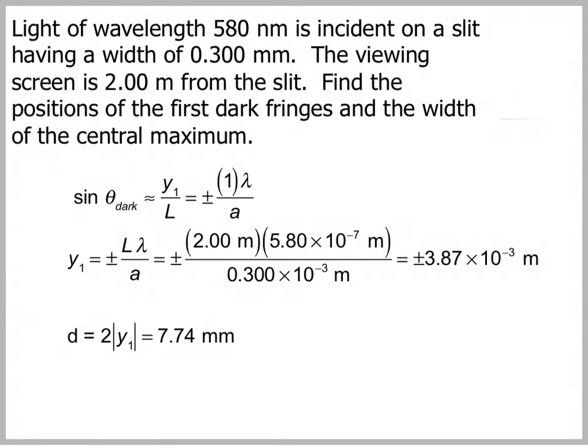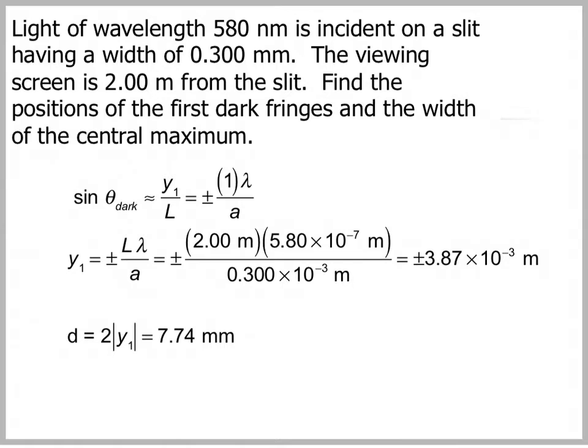We know sine theta dark, and the sine is approximately y over L, is equal to plus or minus m lambda over a. For the central maximum, it'll be the first one, so m is equal to 1. Solving for y, y is equal to plus or minus L lambda over a, and plugging in our values given, we get plus or minus 3.87 times 10 to the minus 3 meters.